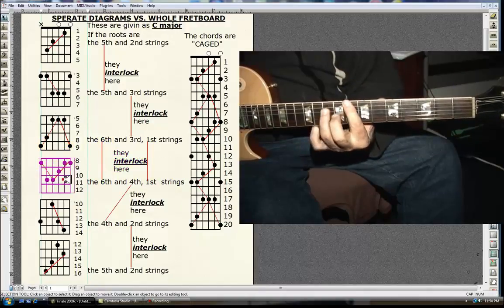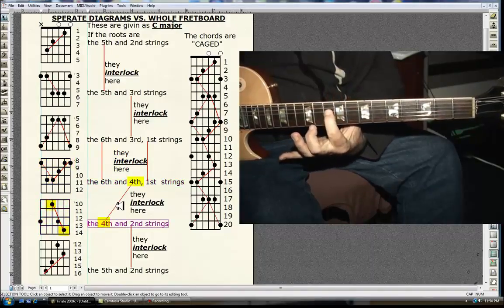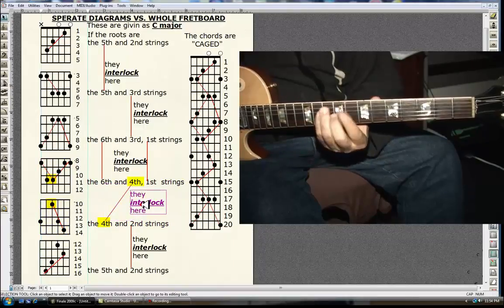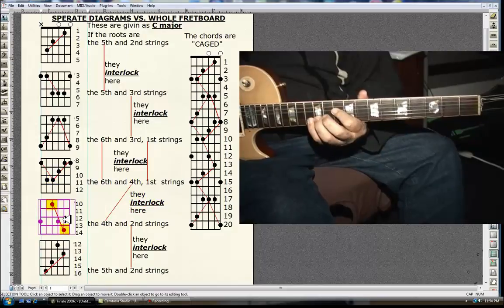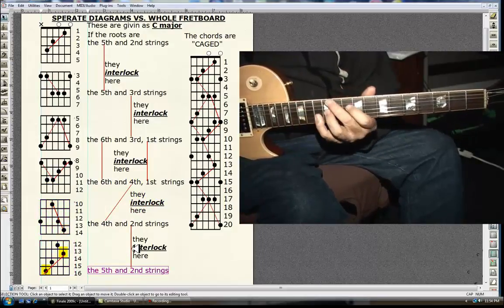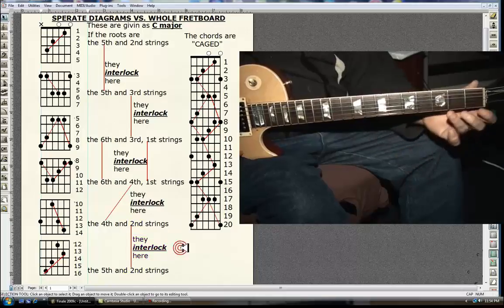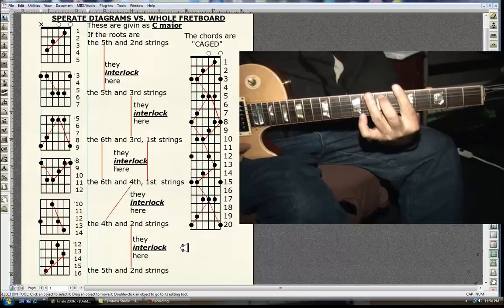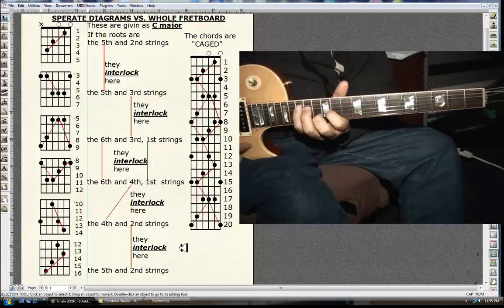The E chord, the 6th, 4th, and 1st strings name it, and with the D chord, the 4th and 2nd strings name it. They both have a 4th string in common. They interlock here. And then finally, from the D chord, the 4th and 2nd strings, to the C chord, the 5th and 2nd strings, they have a 2nd string in common. They interlock here. So what happens is that there is a common string, at least 1, sometimes 2, between each one of the chords as they stay at those specific frets.